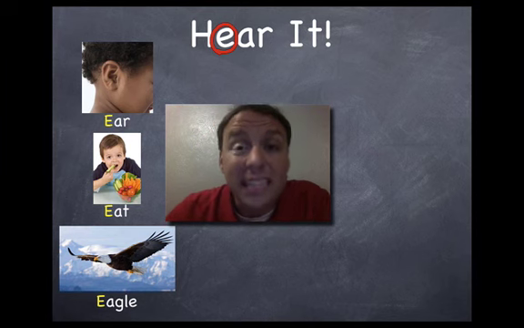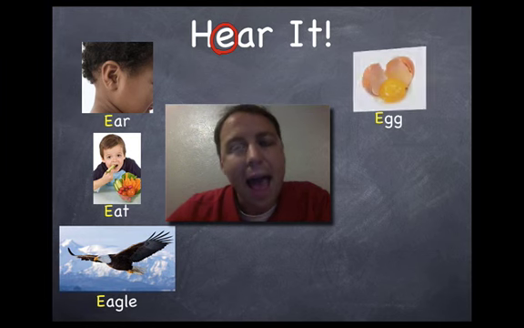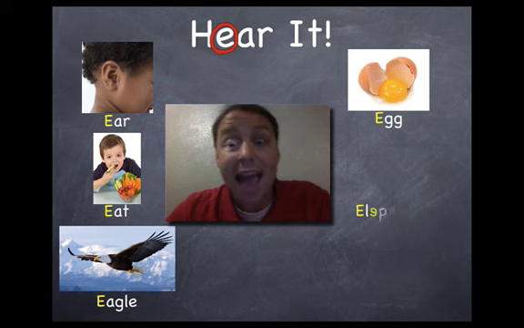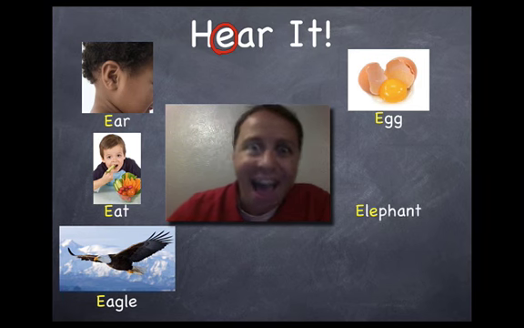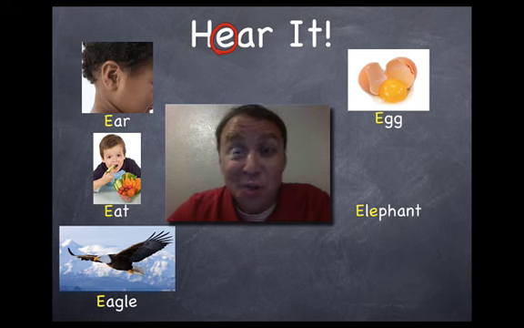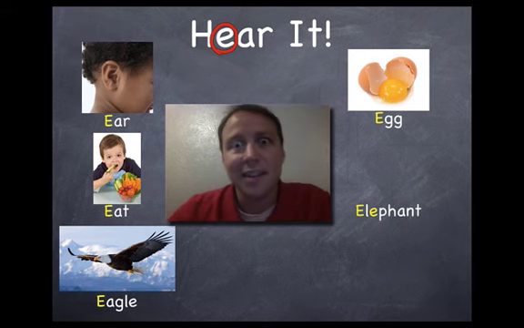Here are some words where E makes the eh sound. Say eh, eh, egg. Say eh, eh, elephant. Look, there's 2 E's in that word. A big Papa E and a little baby E. And they both say eh. Listen. Elephant. Yeah, it's in there twice.